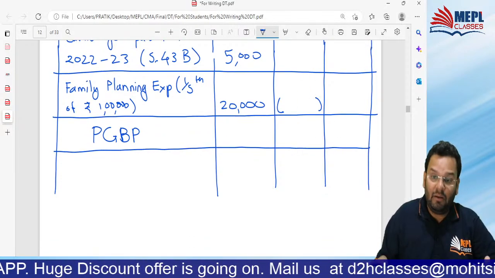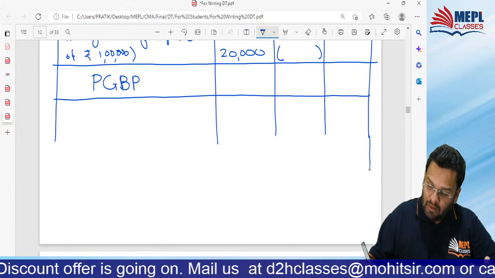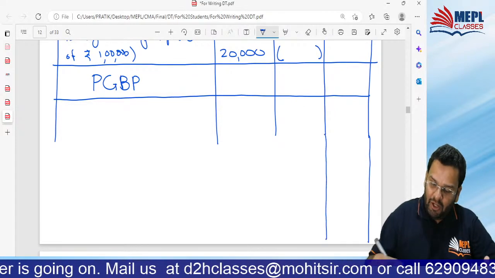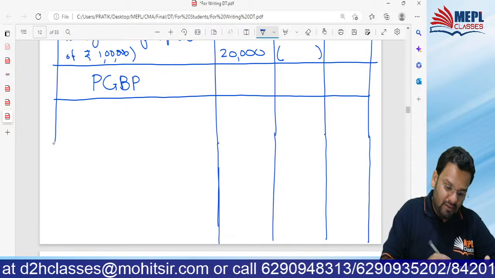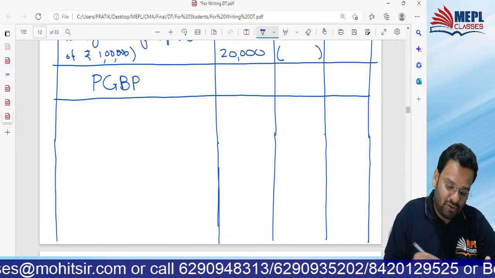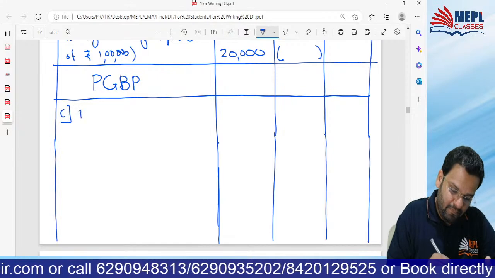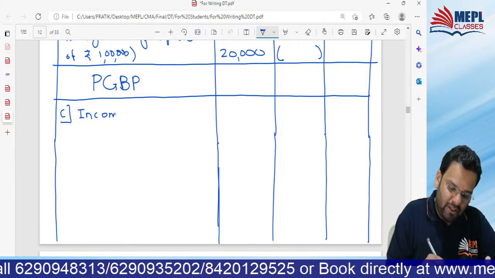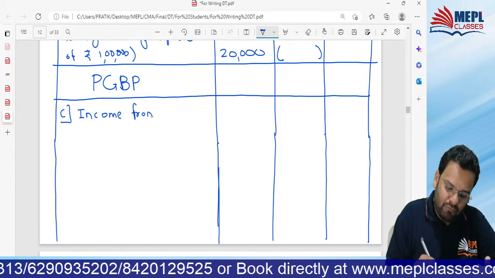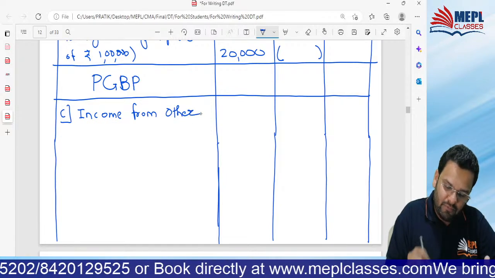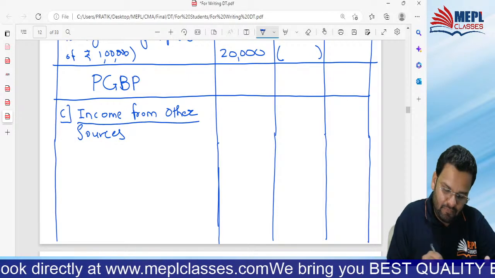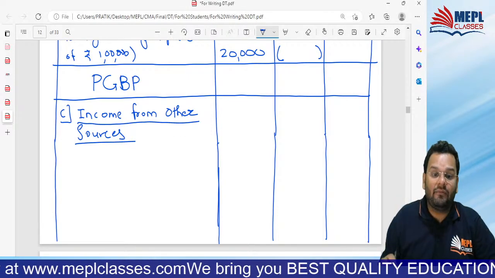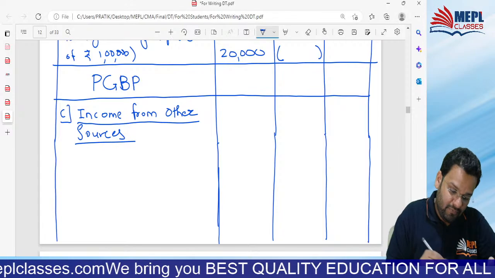Then you will be getting PGBP. But one more head of income is there. That is income from other sources. So let's calculate income from other sources. What do you have in income from other sources?